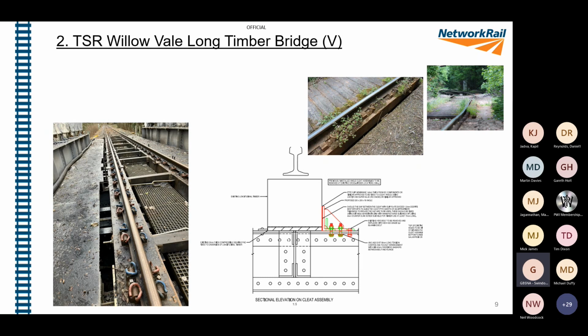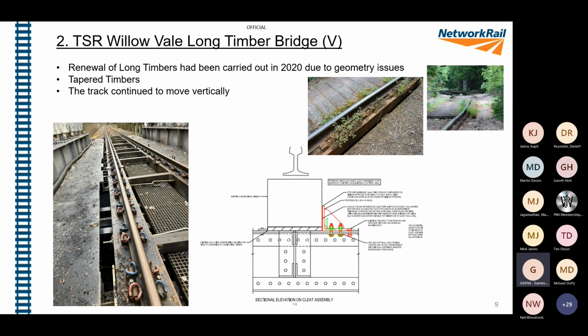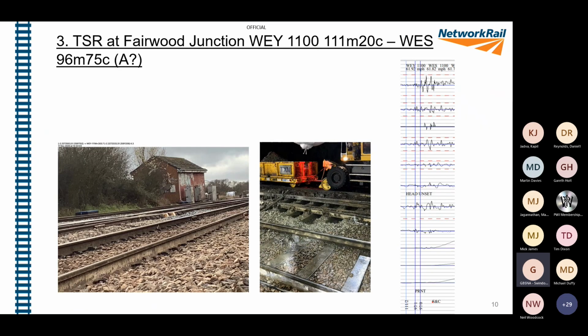So I think there are some bullet points, Garrett. Yep. So the renewal of the timbers in 2020. The timbers now have been tapered to remove that geometry issue. However, the track continued to move vertically, and the components started breaking. Yeah, and then the walkways were actually installed over the components, which again made it difficult to even identify that they were breaking. So you can see that we've got a problem here that we certainly weren't happy with.